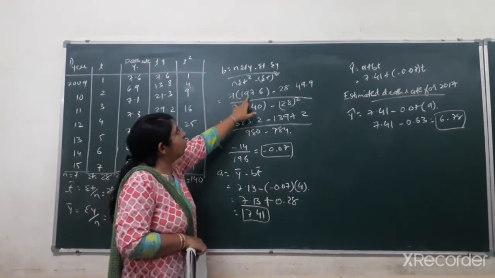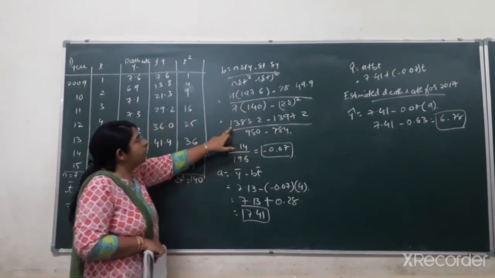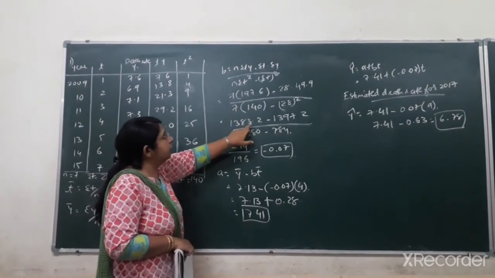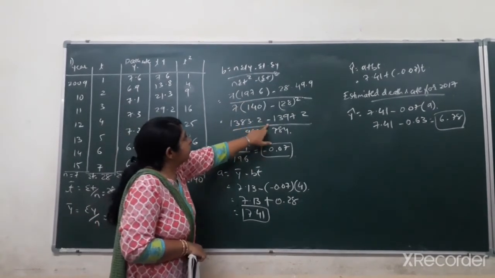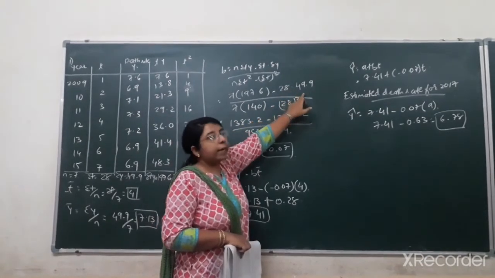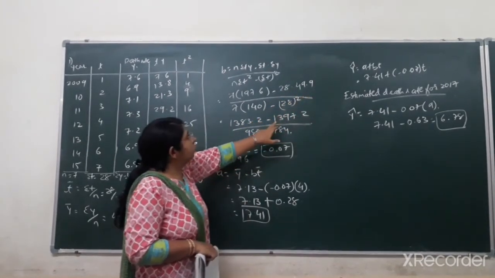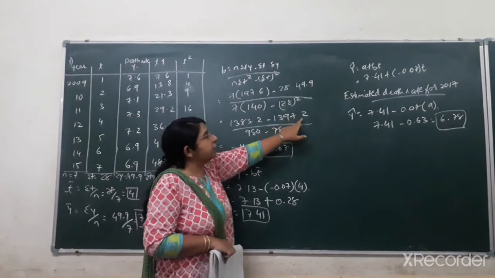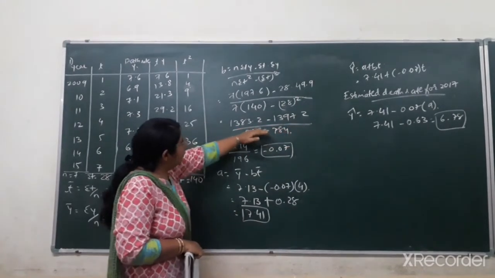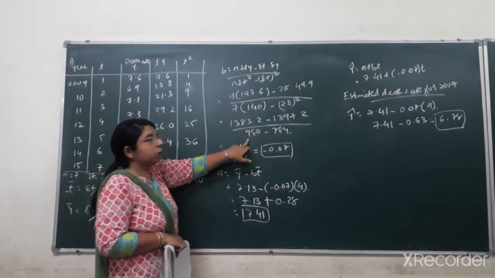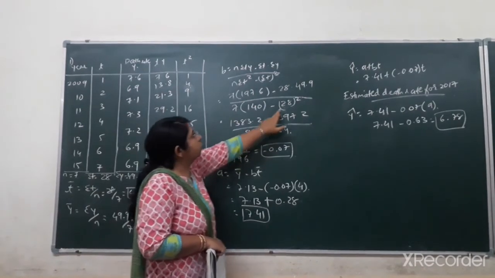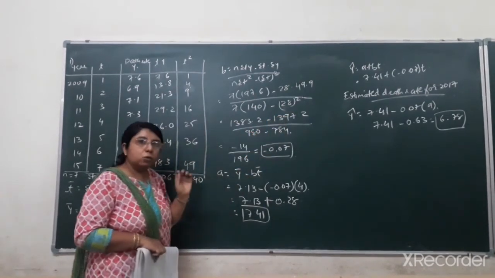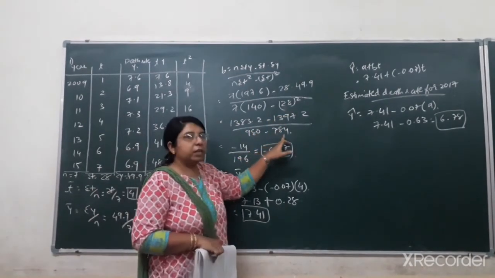First of all, 7 into 197.6, it would come to 1383.2, minus 28 into 49.9. Okay. That would come to 1397.2. In the denominator, 7 into 140, it would come 980, minus 28 square, it's 28 into 28. It would come to 784.